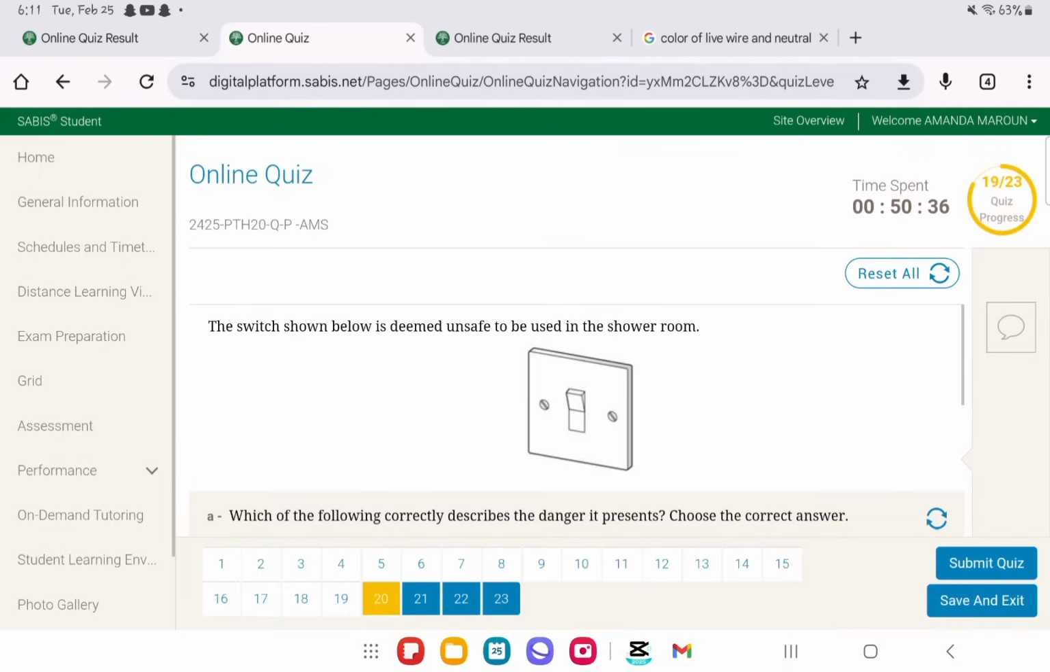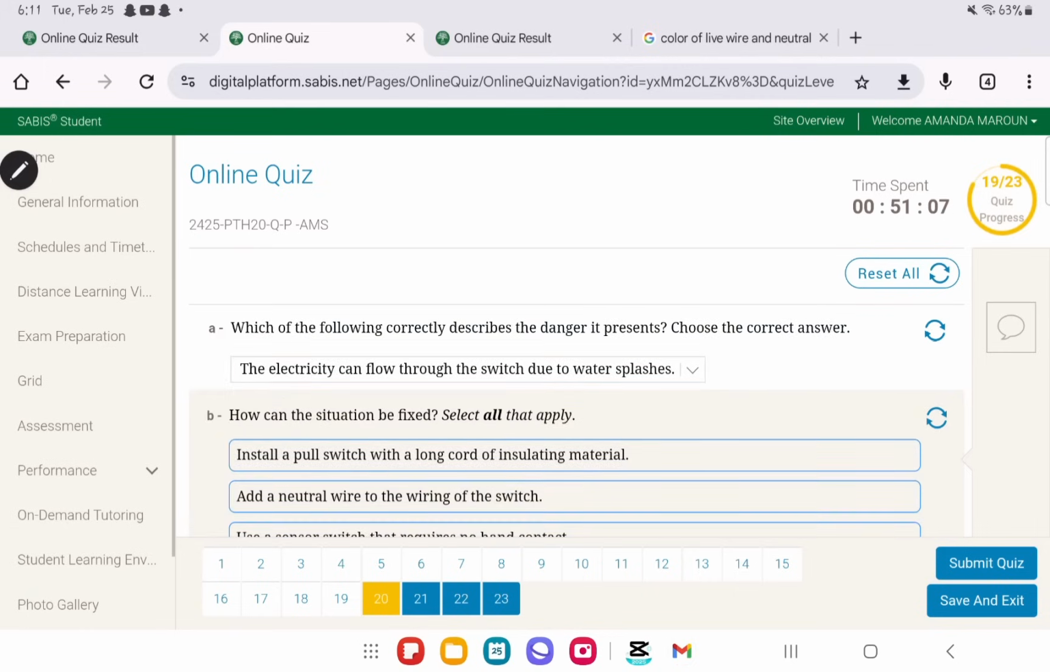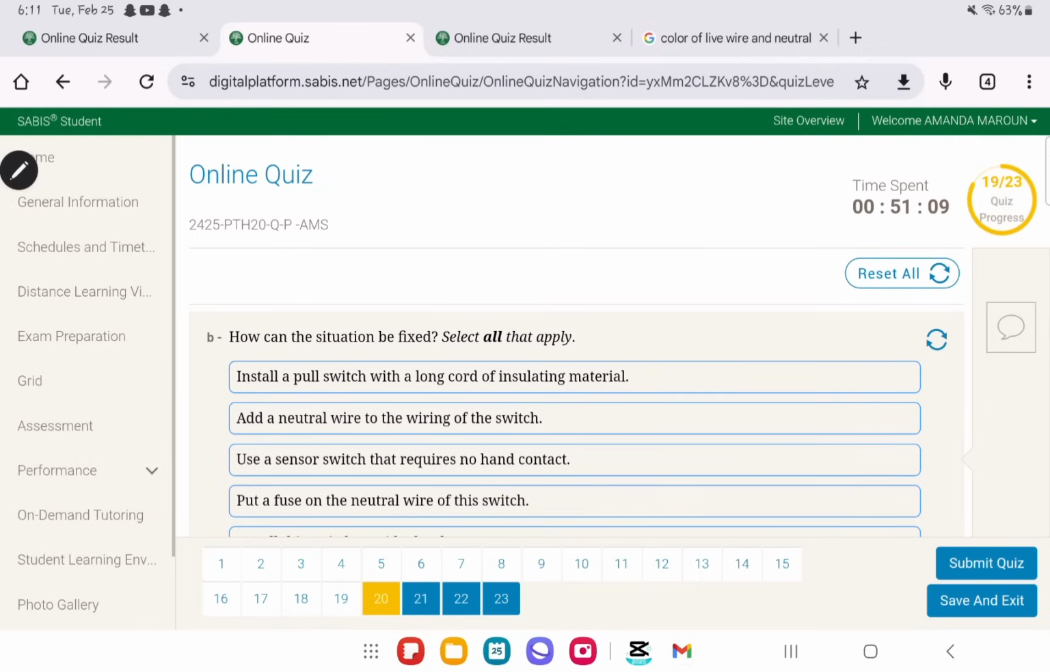The switch shown below is deemed unsafe to be used in the shower room. Why? Because the water could get on the switch and cause an electric conduction, because water is a conductor of electricity. Very simply, the electricity can flow through the switch due to water splashes. Now, how can the situation be fixed? How could you prevent this from happening?